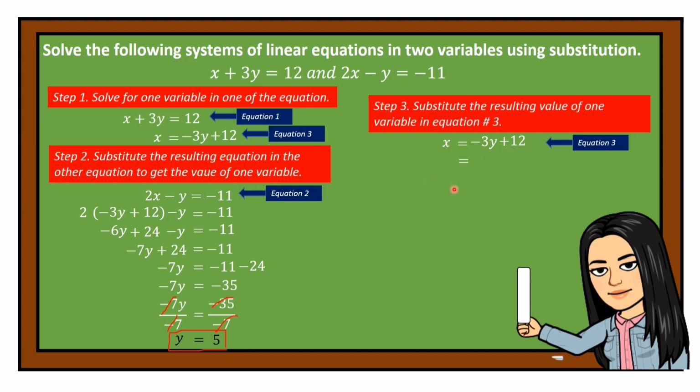Okay? So, we have here x equals negative 3. Ang y will be replaced by positive 5. And then copy plus 12. Negative 3 times 5 is equal to negative 15 plus 12. So, negative 15 plus 12 is equal to negative 3. So, ang nakuha nating value ng x is equal to negative 3. So, it means that our solution is negative 3, positive 5.